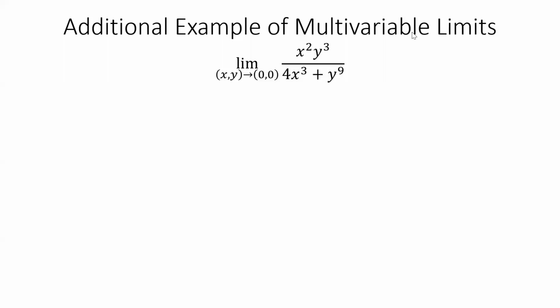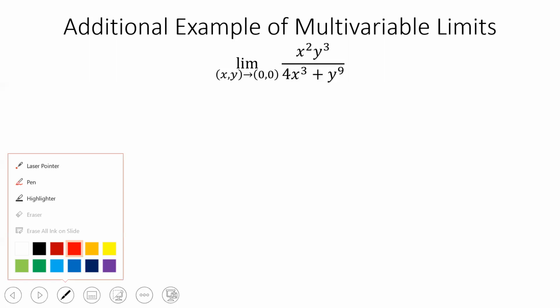All right, greetings everyone. The purpose of this video is to give you an additional example of finding a limit of a multivariable function. And this involves a technique that didn't necessarily show up on the other videos you may have watched. Okay, so here we're asked to find the limit as (x,y) approaches the point (0,0) of the function x squared times y cubed over 4x cubed plus y to the 9th.